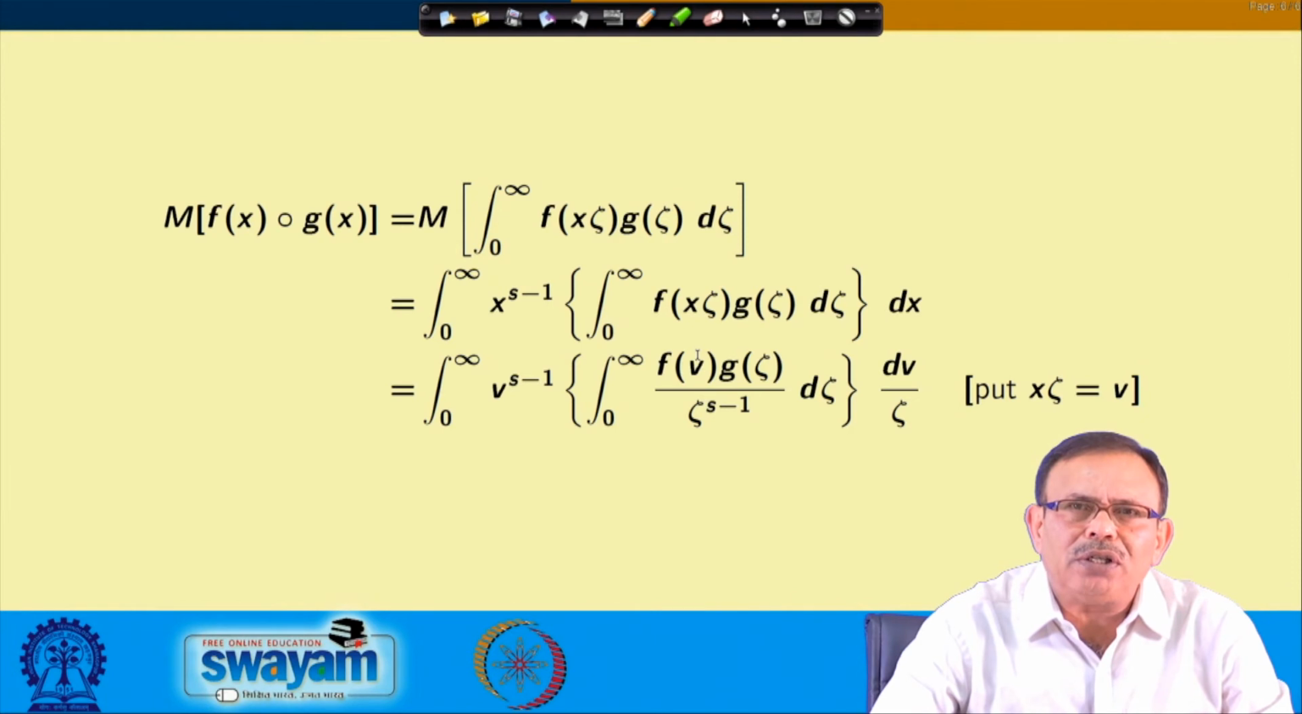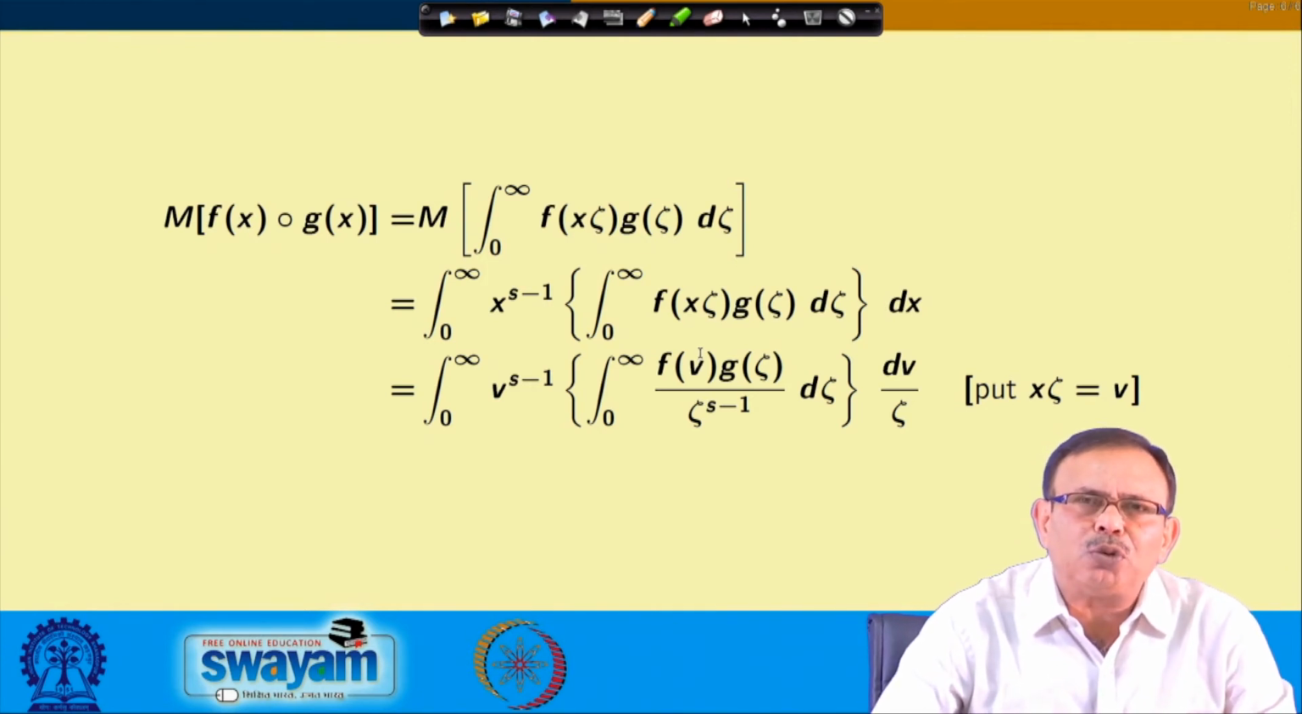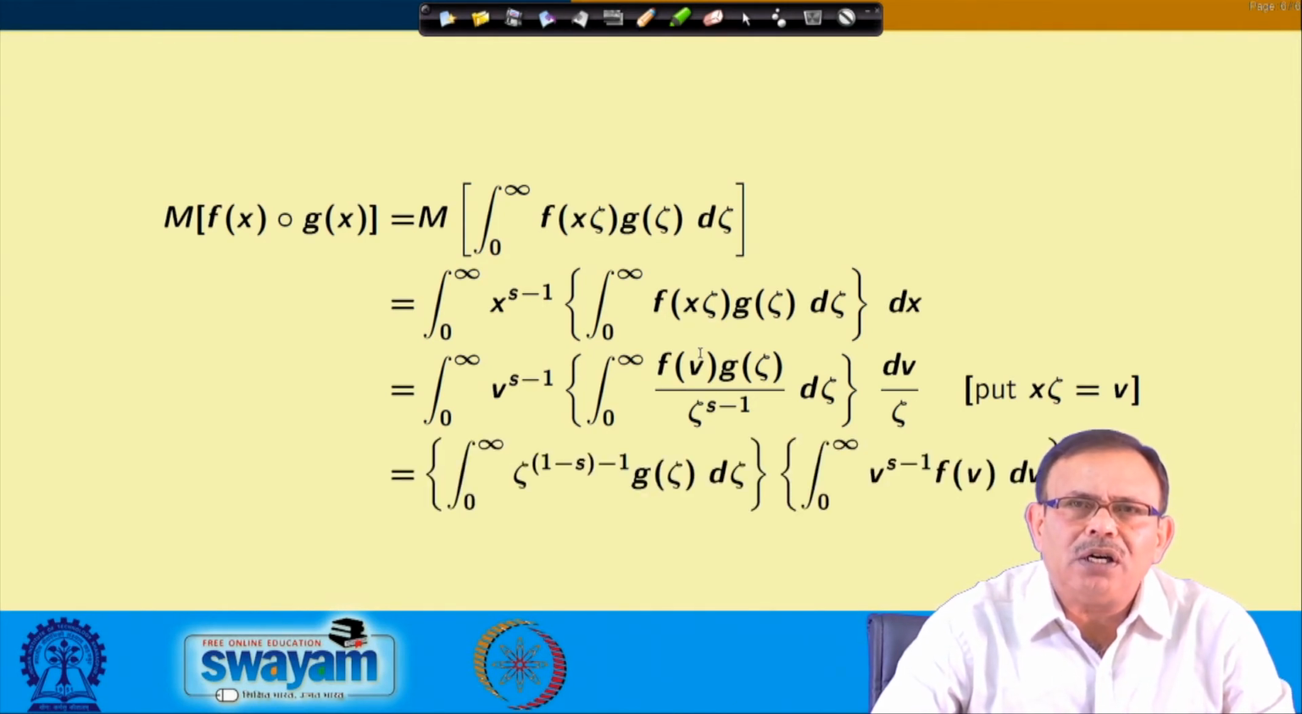Using the substitution x eta equals v, please note that in the earlier case we used the substitution x by eta equals v. So this equals the integral from 0 to infinity of v to the power s minus 1, into the integral from 0 to infinity of f of v g of eta by eta to the power s minus 1 d eta, into dv by eta. Now I can separate the two independent variables v and eta, and put them in two different integrals like this.